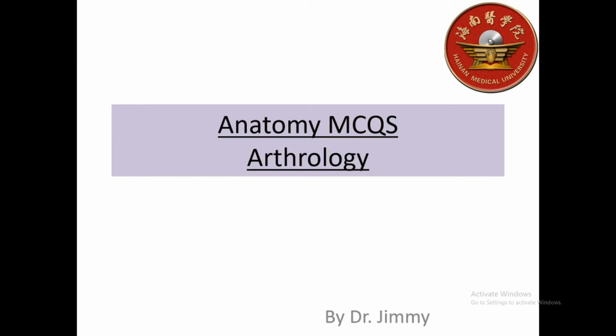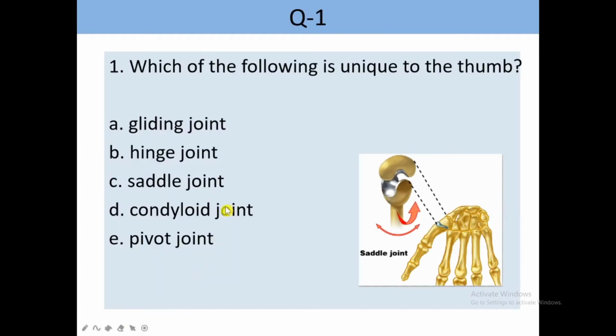Okay, dear students, now we are going to learn about the MCQs for the arthrology. The first, we are going to talk about which of the following is unique to the thumb.